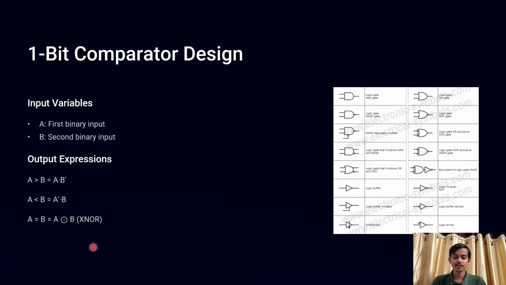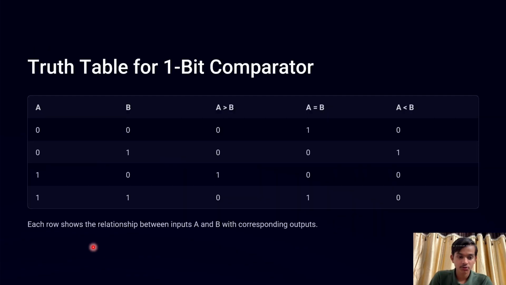Based on this expression, let us now observe the truth table. This slide shows the truth table for 1-bit comparator, where each row of A and B is shown along with their outputs. When both inputs are equal, the equality output becomes high, as you can see here. When A is greater than B, the greater than output becomes high. Similarly, when A is less than B, the less than output becomes high. Using this information, we can now implement the circuit using logic gates.